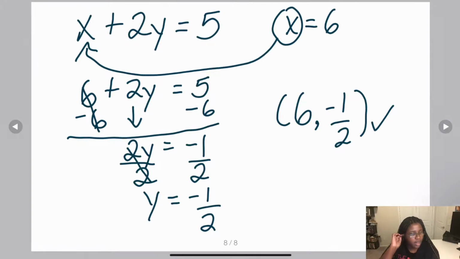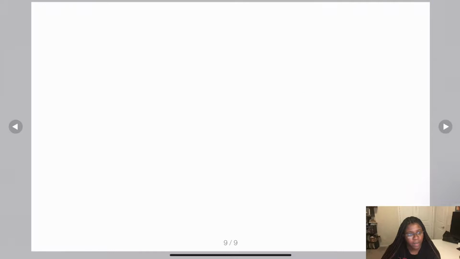Not too bad, right? So let's try another example. Let me look at the sheet. Yeah, that one, it's pretty tricky. So I'm going to go ahead and try a bit of a difficult one here. And just follow along.